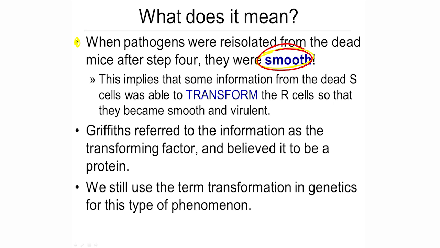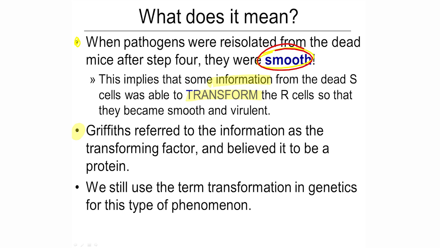And that requires information being transferred, right? So Griffiths basically said that some information from the S cells, even though they were dead, was able to transform the R cells so that they became virulent and they became smooth. And we can also say, really, what was happening was they learned how to grow a capsule, if you want to think of it that way.